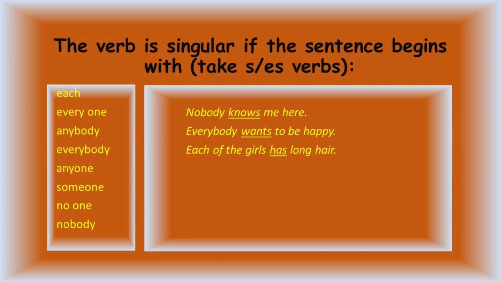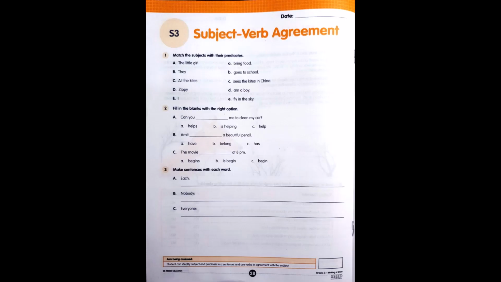Now you may please turn to page number 28 of your English workbook. S3, Subject Verb Agreement. First question, match the subject with their predicates. So you have to match the subject with their predicates. First one, the little girl. What will be the predicate? Yes, the little girl goes to school.